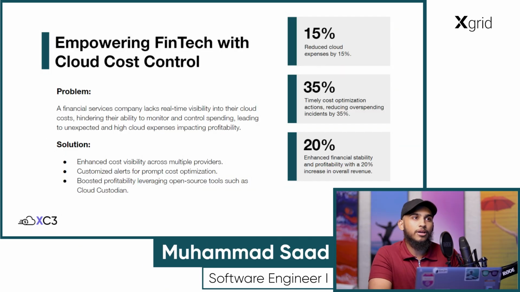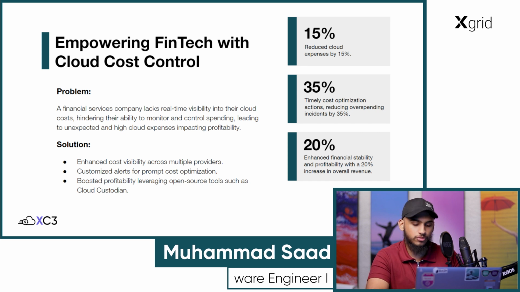Another use case is a fintech company. If you look at a fintech company, we know that it gets difficult to manage such large amounts of data, and with it, its associated costs. So, getting real-time visibility of the cloud infrastructure cost becomes imperative. XC3 helps you in proactive control of cloud costs using automated mechanisms for customized alerts. On top of this, you can boost the profitability with the power of integrated open source tools like Cloud Custodian, Prometheus, and Grafana by creating custom dashboards.